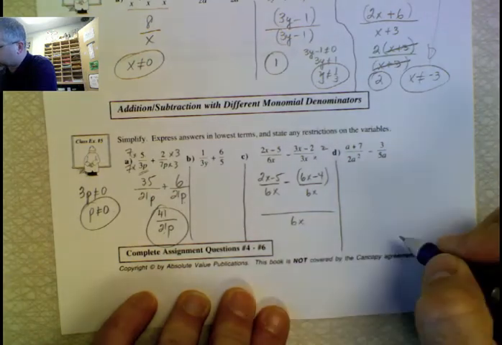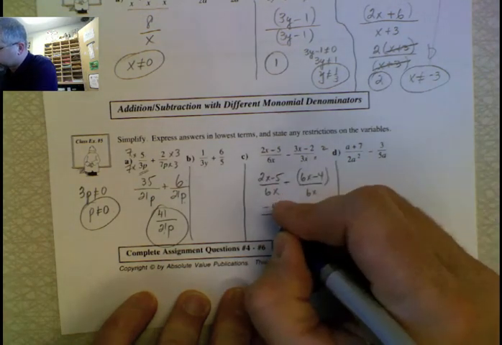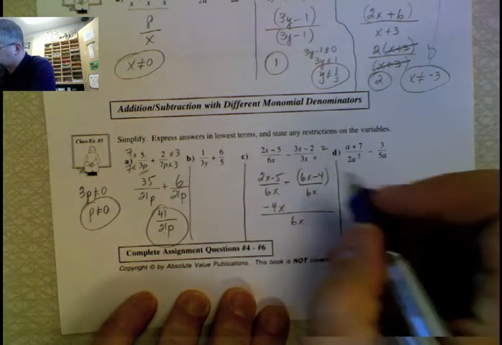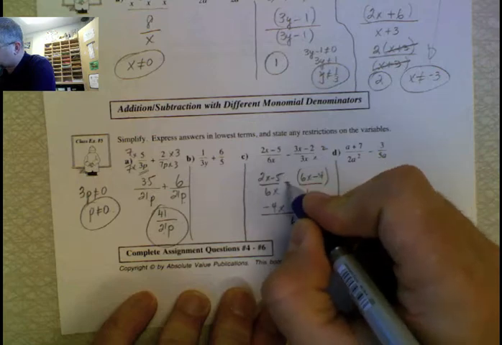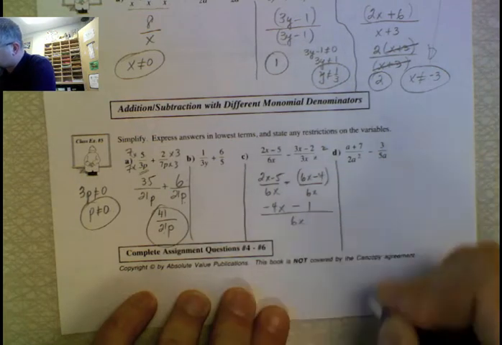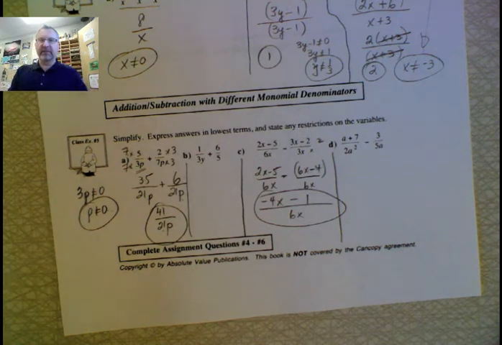So when we now start adding and subtracting, 2x minus 6x gives us negative 4x. Negative 5 minus a negative 4 is like negative 5 plus 4, which gives us -1. So this gives us this expression.